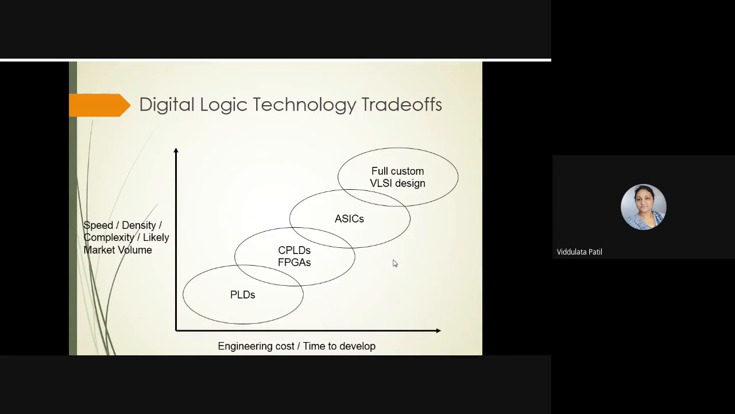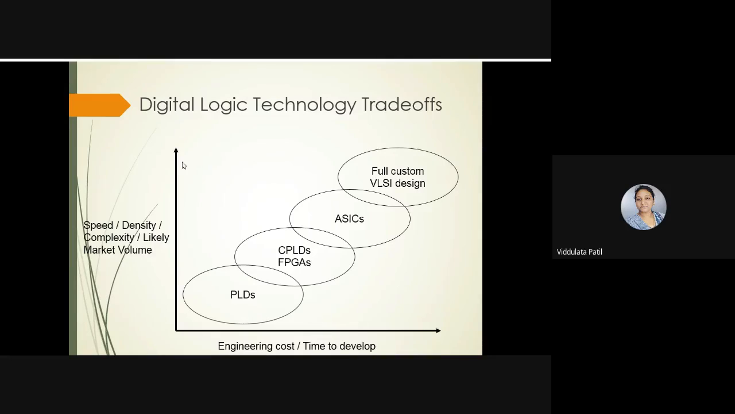I want a greater speed, then I want to accommodate very large circuitry in a single chip, as well as I want to go for the market volume also, then I need to compromise on the cost. Okay, so I need to go for the higher cost. So that is the disadvantage that we have.